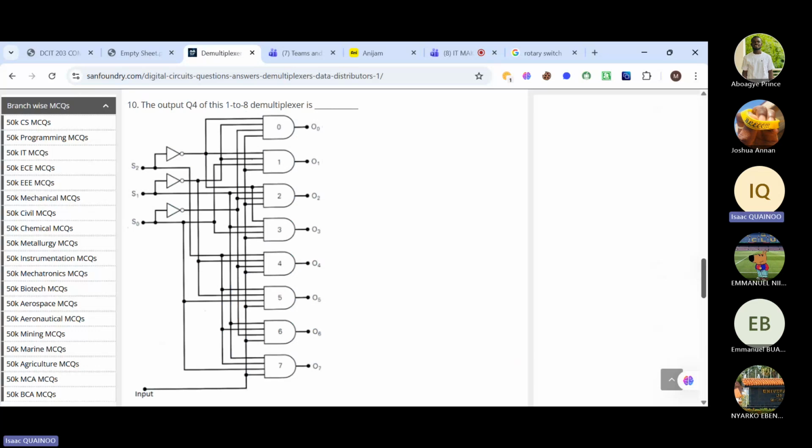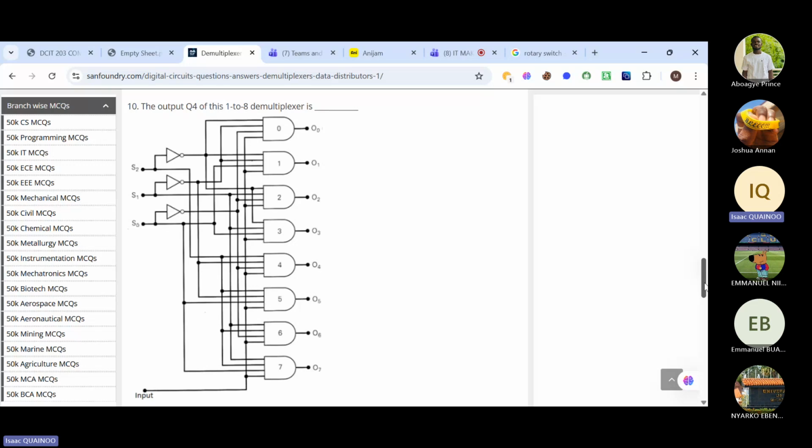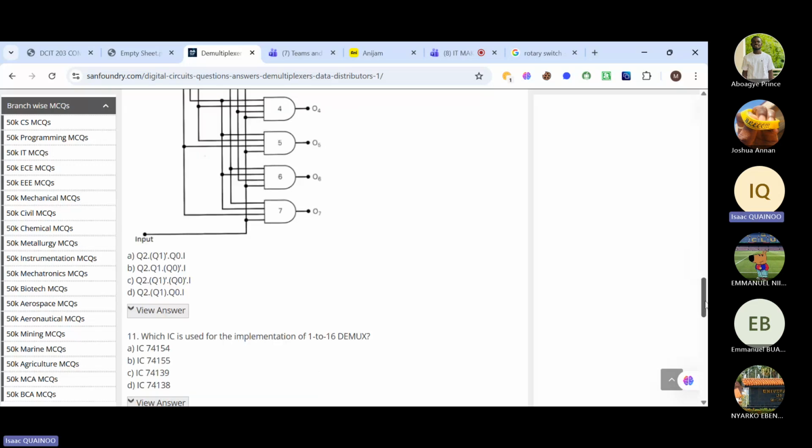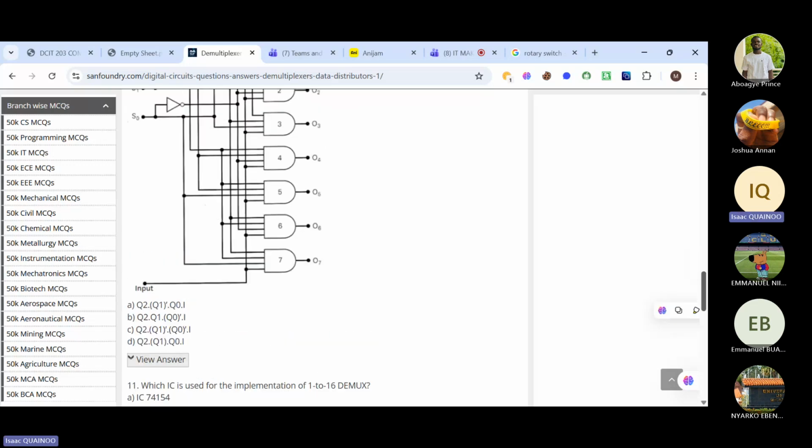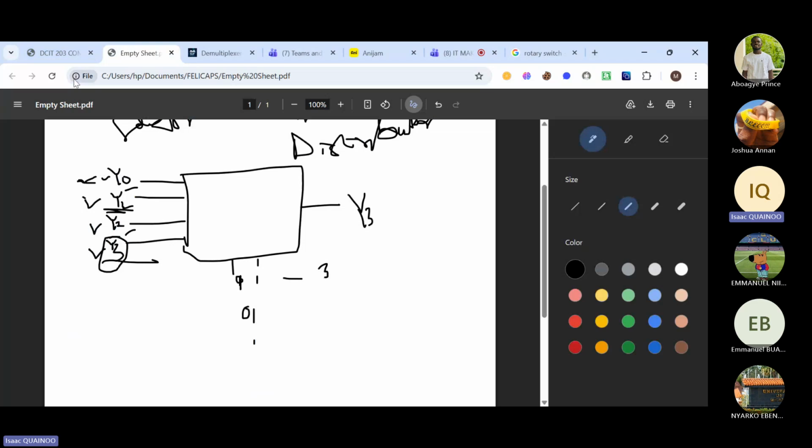So question 10: the output Q4 of this 1 to 8 demultiplexer is. We cannot see Q4, that's data line 4. Let's see the options. We have Q2 dot Q1 prime, Q0, etc. I think we can easily illustrate this on a sheet.